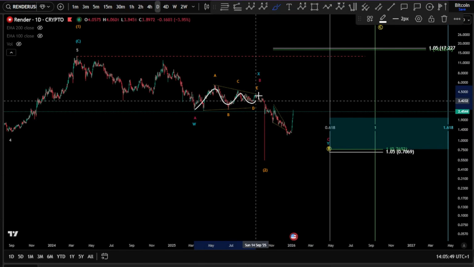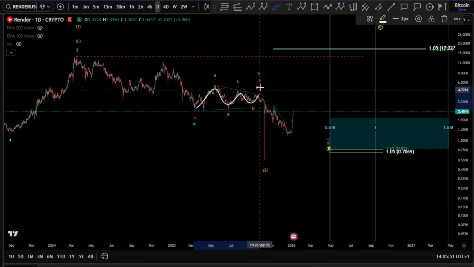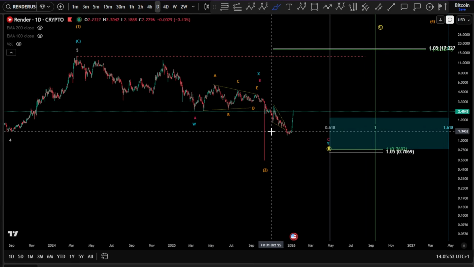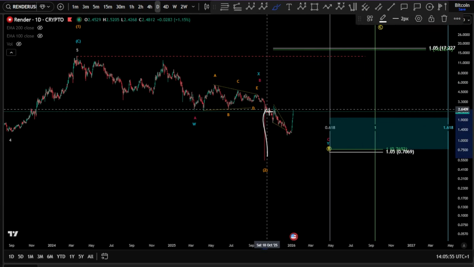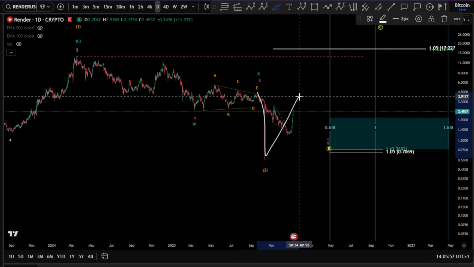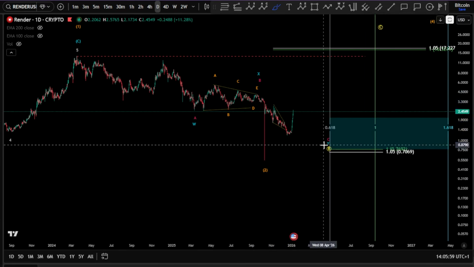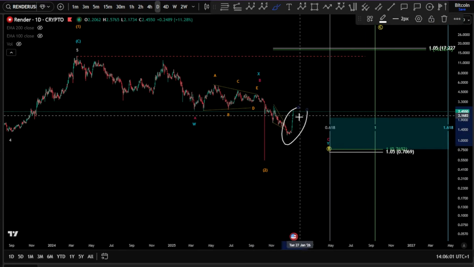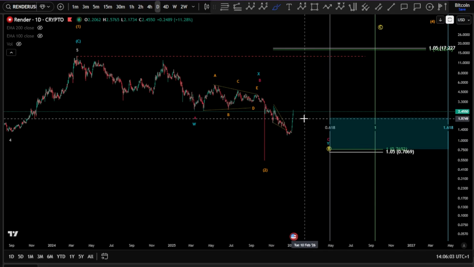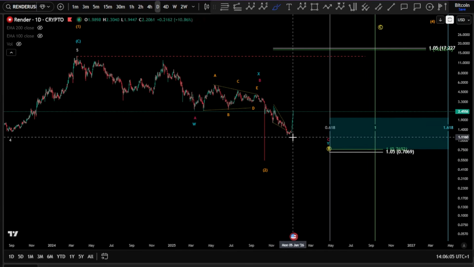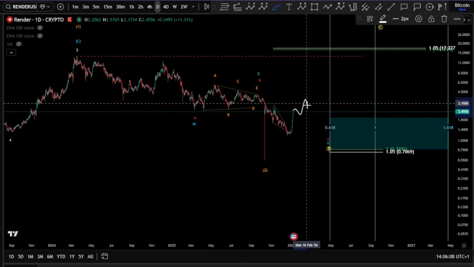Why? Because we have already a triangle, guys. It's impossible to get a wave X and a wave Y both triangle. Therefore, I'm expecting an A, B, and a C here, something like that, and then pushing for higher, in case we're just still looking for this correction. But it can be, of course, that we might continue for higher.